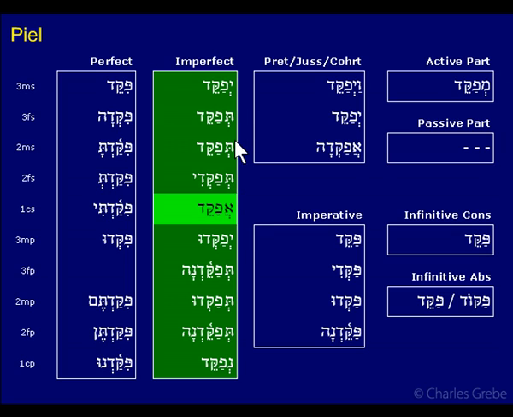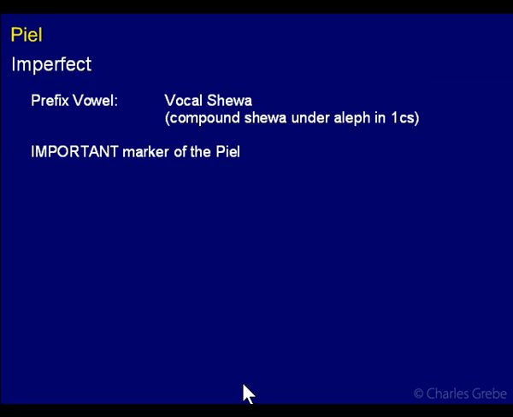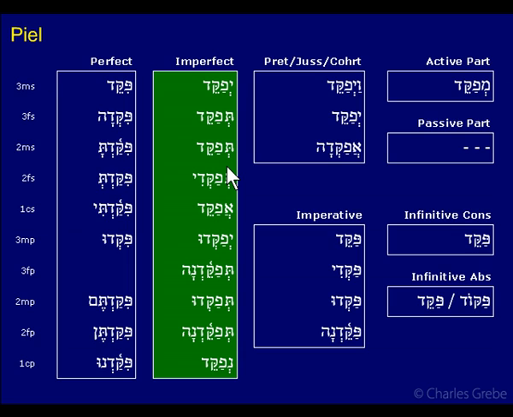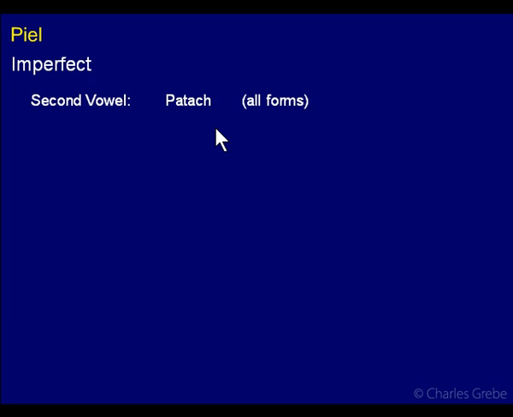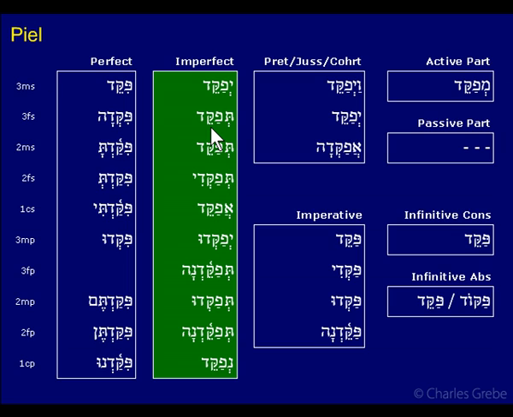Okay, all the way down here, see? Shva, shva, shva, shva. Now here, what happened here? You should be able to tell me what happened here, right? Well, a guttural can't take a vocal shva, and so it becomes a compound shva. And it's the compound shva that corresponds to its nearest full vowel. So you have this chataf patach. Then back to our vocal shva all the way down here. So vocal shva is an important marker. I think I say that here. Important marker of the Piel. Okay. What else can we say about the imperfect? Probably the next vowel. Second vowel is a patach, true in all forms. Okay.